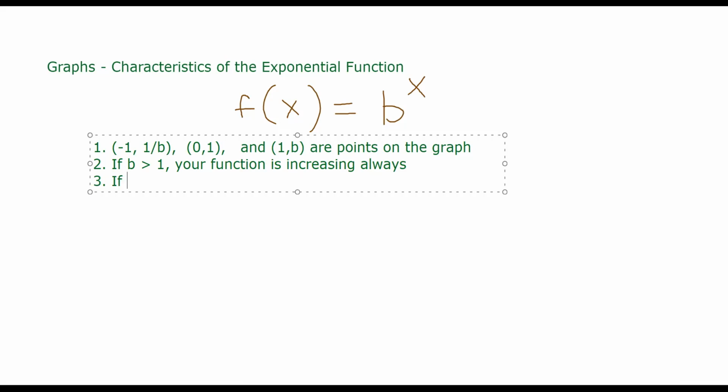Now, if your b value is between 0 and 1, so 1/2, 0.3, 0.1, it can't be 0 itself, it can't be 1, but if it's something in between 0 and 1, you're actually talking about a decreasing function.